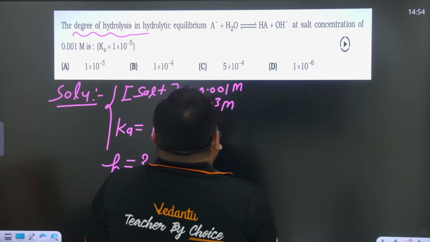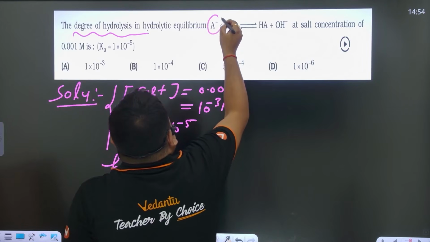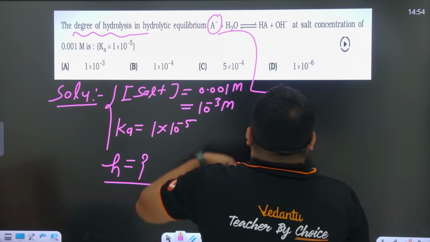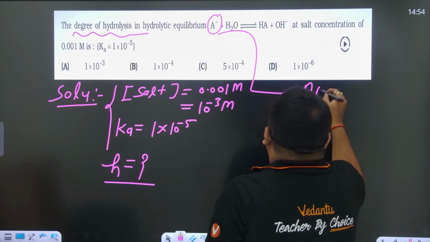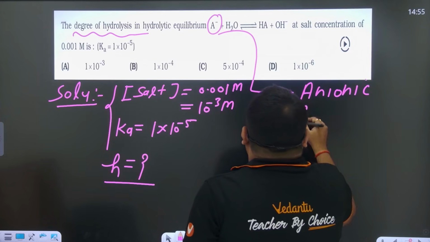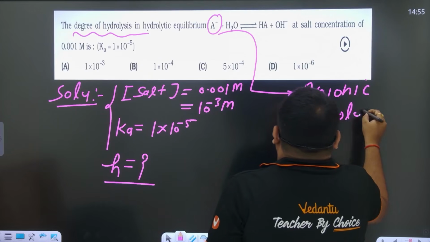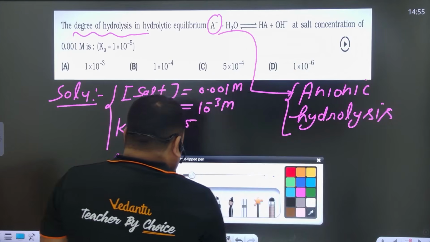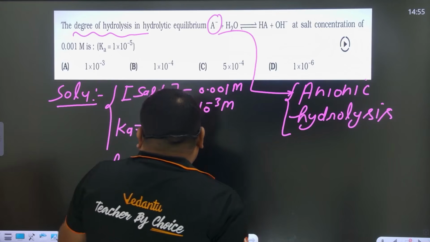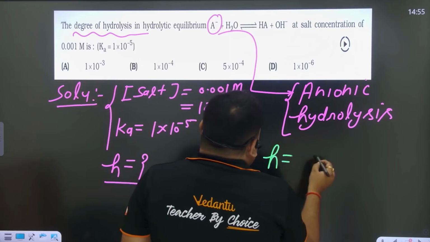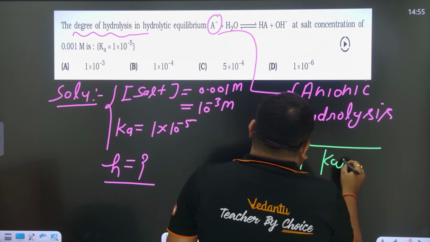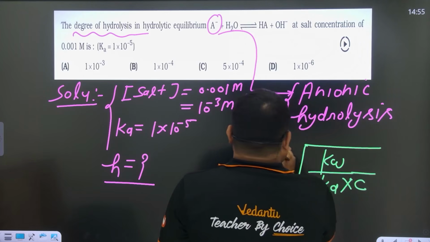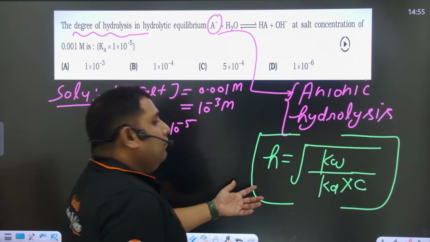Now we have to know which type of hydrolysis is taking place. See here, A minus is there. So using this given information, we are able to identify that anionic hydrolysis is taking place here, right? Because anionic hydrolysis is taking place, we are able to calculate the value of h using this formula. h is equal to under root Kw upon Ka into C, right? So using this formula, you are able to calculate the value of the degree of hydrolysis.